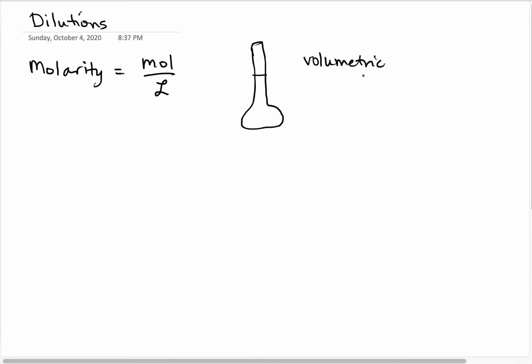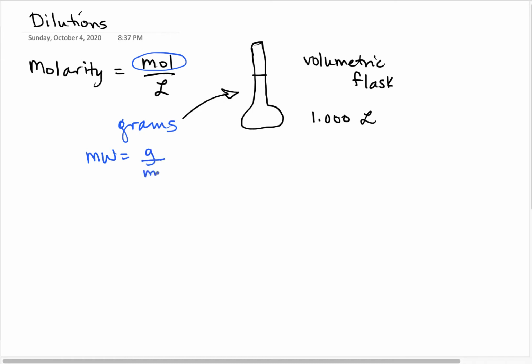So depending on which volumetric flask we're talking about, we might use a 1 liter volumetric flask, we might use a 500 milliliter, 250 milliliters, whatever it is. When we're measuring the mass of a material that is going to go in here, we're measuring out grams. And we've measured the grams based on our relationship that our molecular weight is grams per mole. So if we need to know how many moles we want, then like usual, we are dividing grams by the molecular weight to get the number of moles.